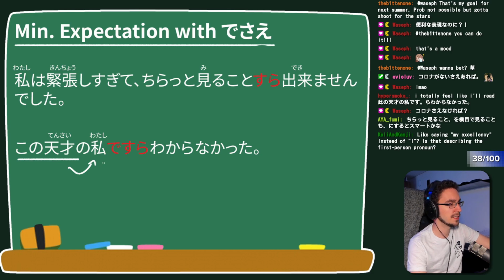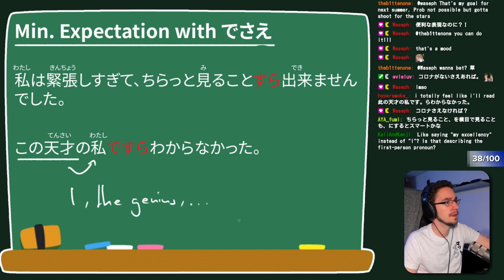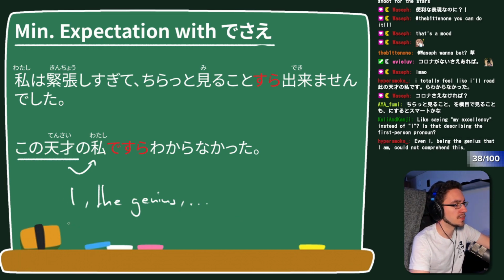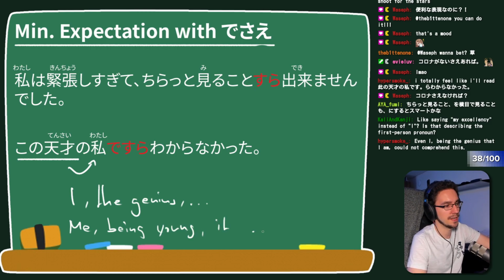この天才の私. So this is kind of like you would say I, the genius, comma, dot, dot, dot. Now, in English, most of the time, if you do this, it sounds weird or silly. There are places where it fits, like me being an idiot, or me being young, I didn't realize, etc. Something like that.